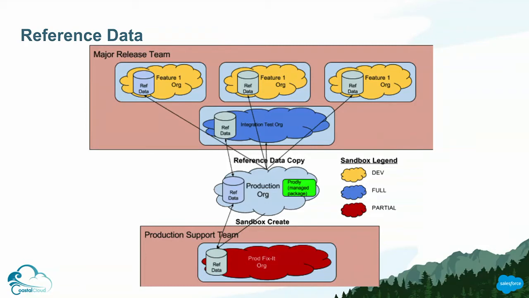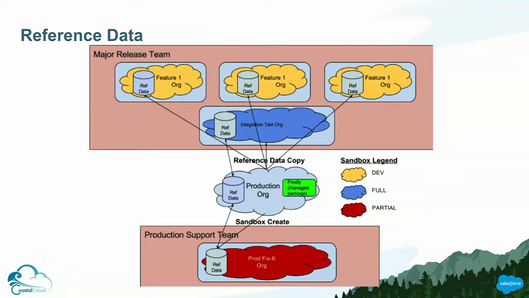Then once we're ready to enter into the testing phases, we'll use Prodly to copy the latest version of the reference data from that feature org into testing, do our testing and bug fixing, and then once it's time for deployment, again, use Prodly, single click of the button to get the data from our integration test environment into production.